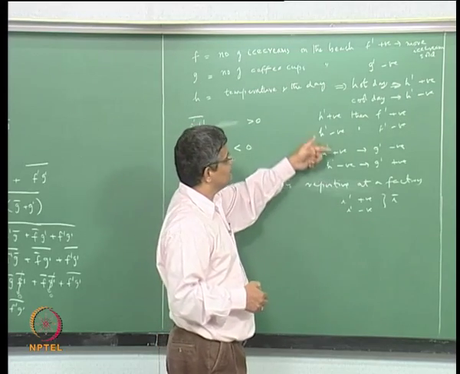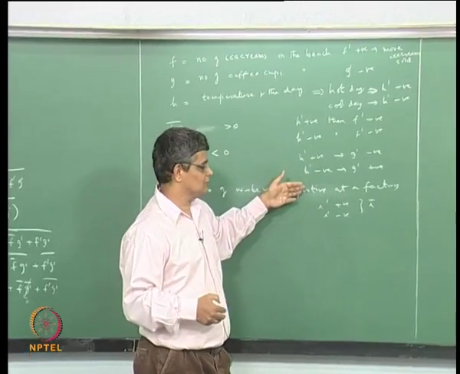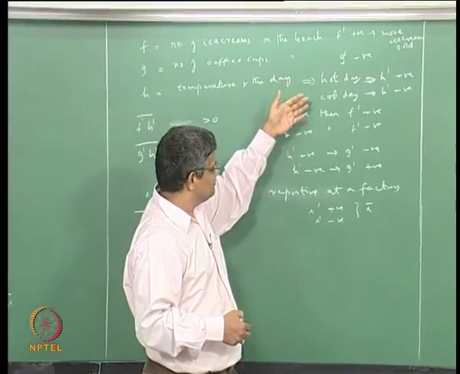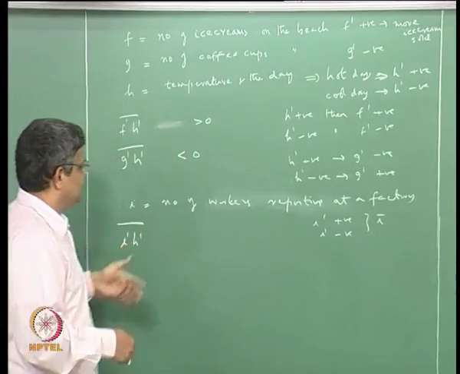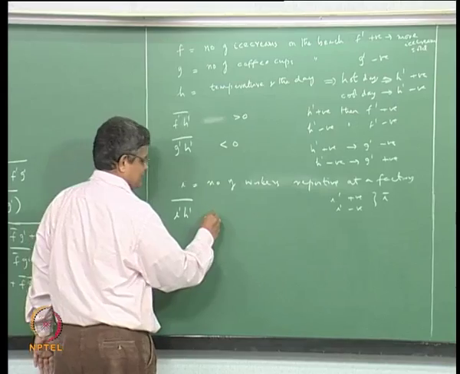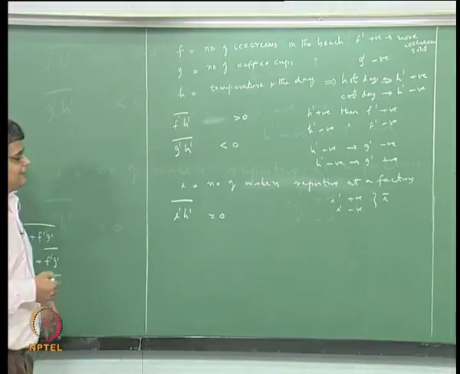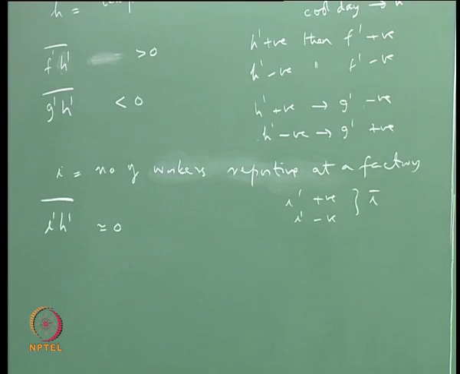So even on a hot day there may be more workers reporting to work, or there may be fewer. So there is no strong correlation between I prime and H prime, and in such a case this is going to be close to 0. And in the case where there is absolutely no correlation between the two, then we can expect the correlation between these two to be exactly equal to 0.